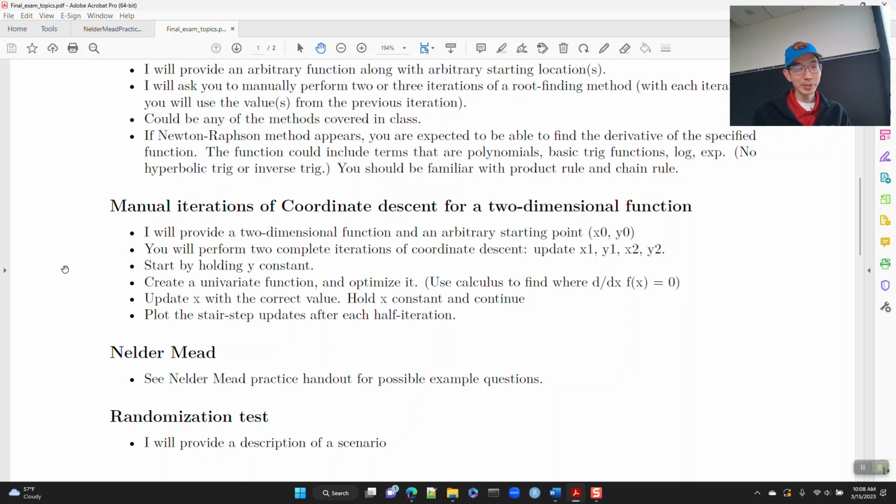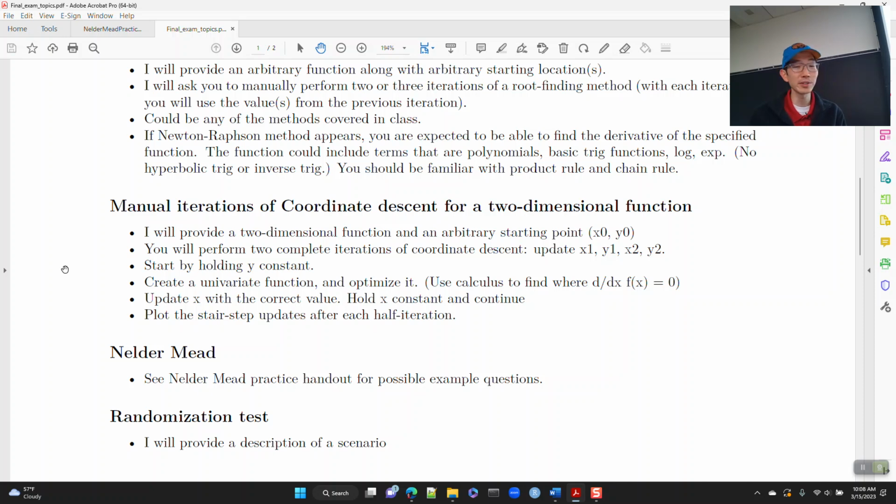And then manual iterations of coordinate descent for some kind of two-dimensional function. This two-dimensional function will pretty much just have polynomial terms. It'll be like maybe x squared times y squared, or x plus xy, or plus x squared, or equal to whatever, something like that, 2x, things like that. Okay, and you'll perform two complete iterations of coordinate descent.